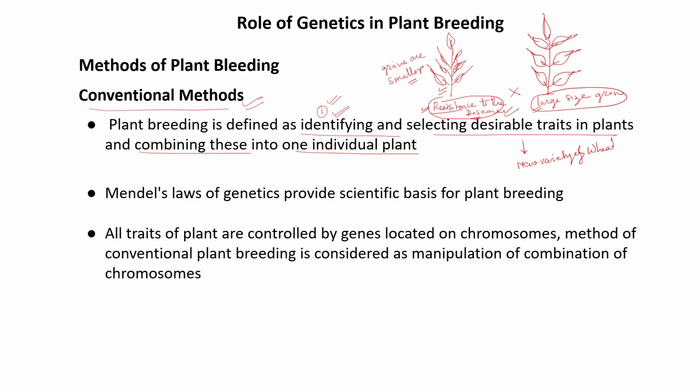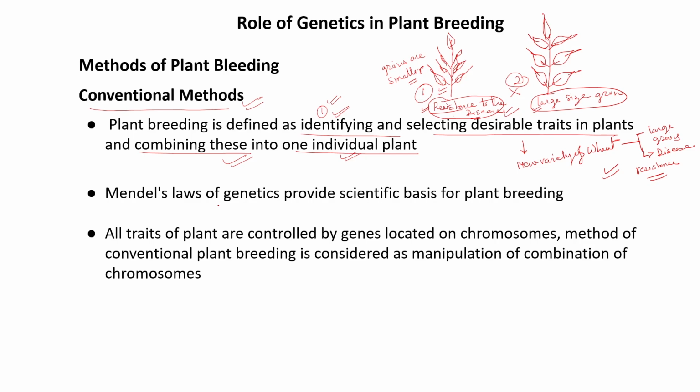of wheat that can have both large grains as well as disease resistance. So this is the thing. Identifying and selecting desirable traits is very, very important in plants. Here we have identified the resistance to disease in this particular wheat variety, and in the second, large grain size. So we can combine these two into one individual plant.